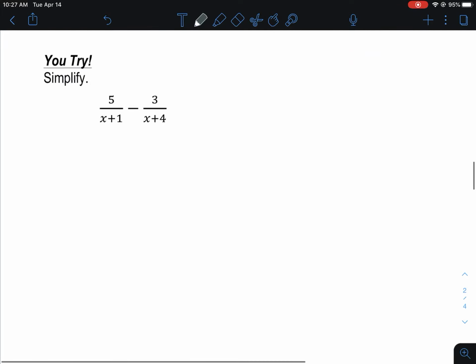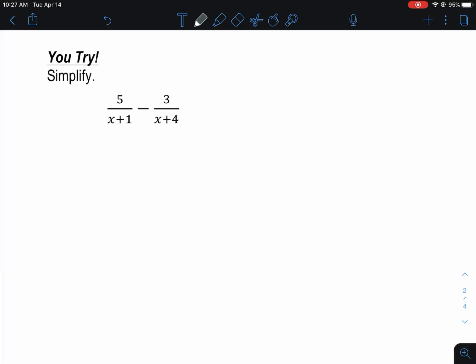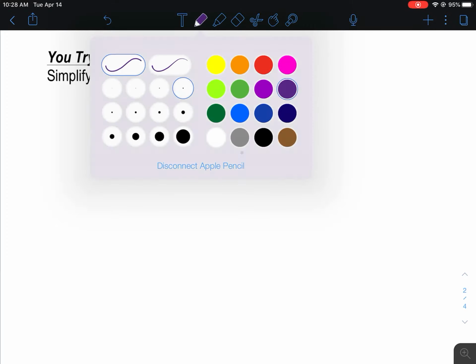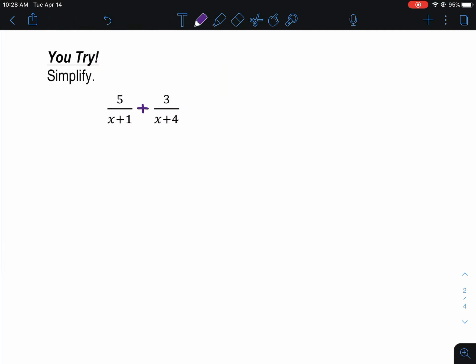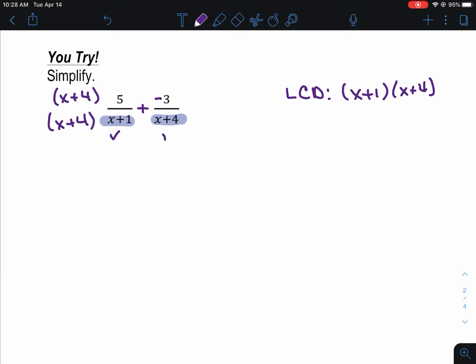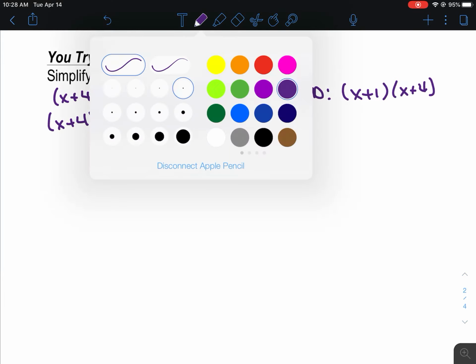All right, go ahead and try this one here. Pause the video and play it when you're ready. All right, so I'm going to make this a plus and make that 3 a negative. I have different denominators, so my LCD is x plus 1, x plus 4. This one has an x plus 1, so it needs an x plus 4 on top and bottom. This one has x plus 4, so it needs x plus 1 on top and bottom.